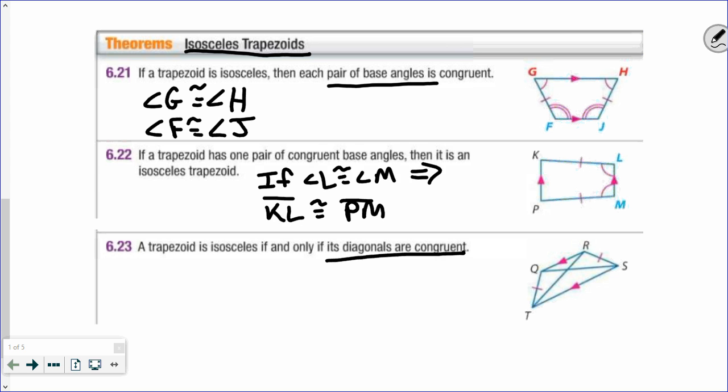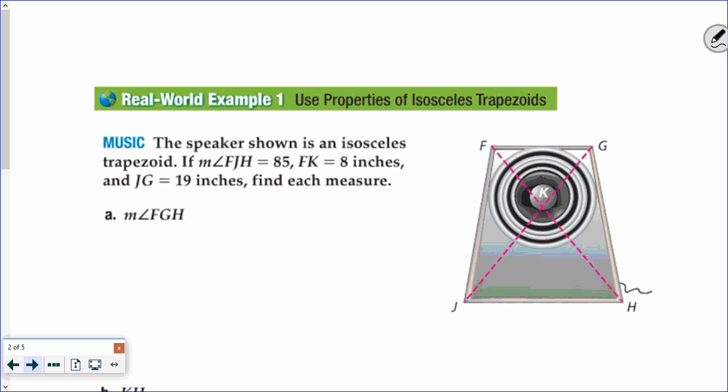So use the properties of isosceles trapezoids. So the speaker shown is an isosceles trapezoid. So you see this speaker is a trapezoid. It's an isosceles trapezoid. If angle FJH, where is that angle? FJH. So this angle down here, FJH, is 85. FK is 8 inches, so FK would be this part of the diagonal there.